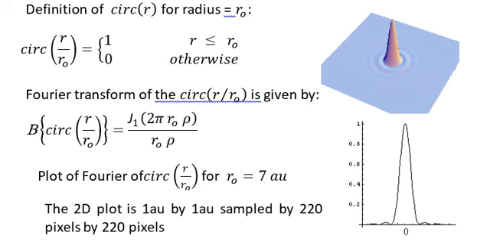Again, the main lobe will control the resolution of the imaging system, and the side lobes will control the contrast of the images in an imaging system. And the size of this two-dimensional picture is 220 pixels by 220 pixels.